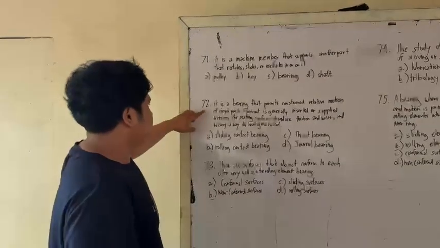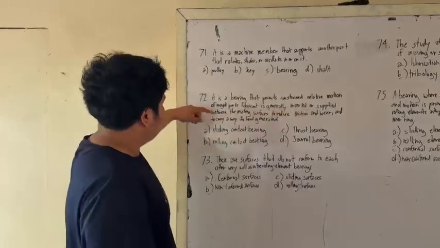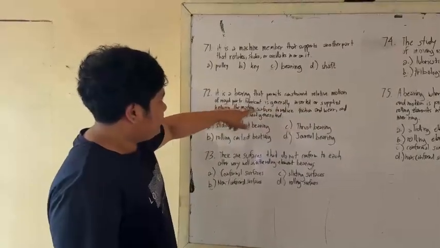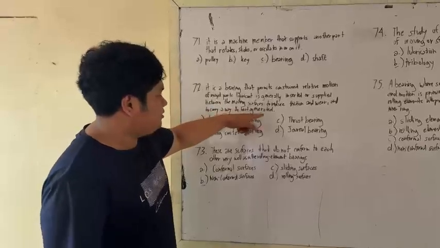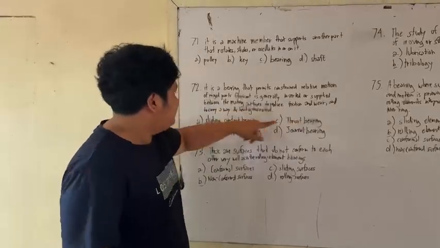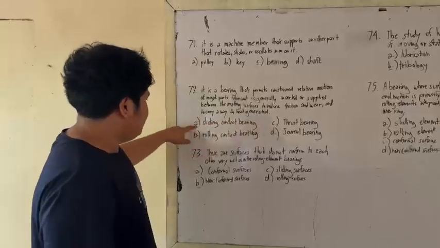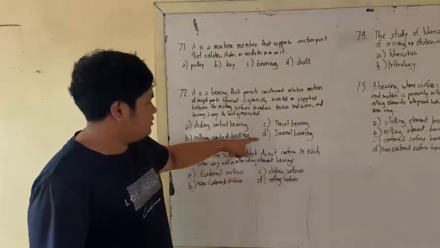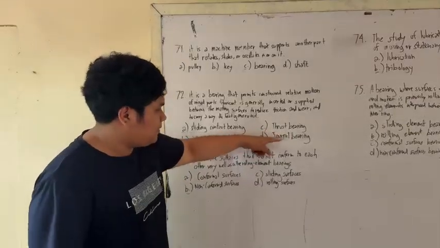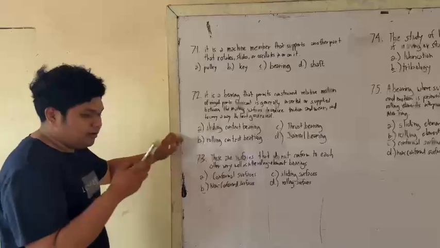We have 72. It is a bearing that permits constrained relative motion of rigid parts. Lubricant is generally inserted or supplied between the mating surfaces to reduce friction and wear, and to carry away the heat generated. So we have A, sliding contact bearing, B, rolling contact bearing, C, thrust bearing, and D, journal bearing. So the answer is A, sliding contact bearing.